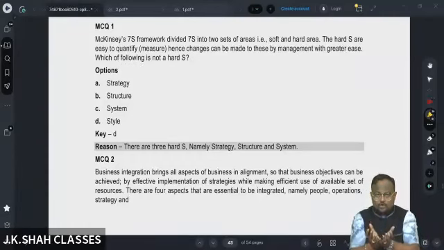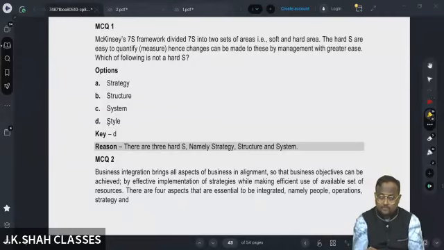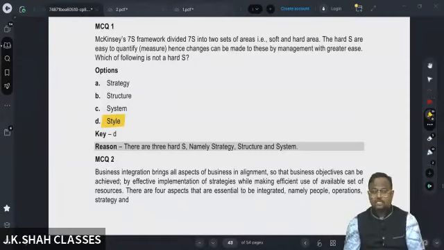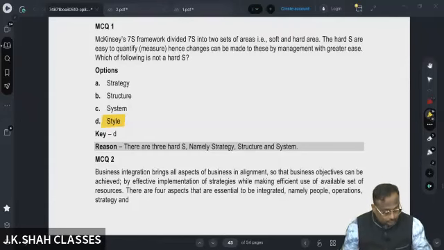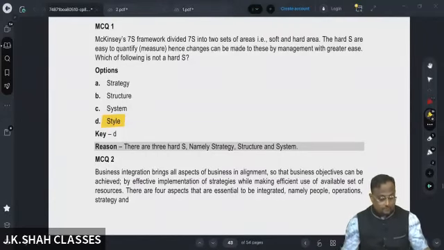Strategy is something concrete. Structure is something which is concrete. System is something which is concrete. Now, style cannot be considered as concrete one. So that is soft S. Got it?